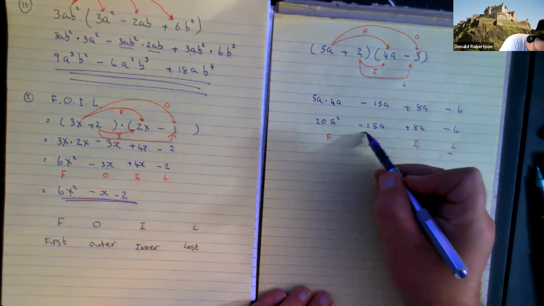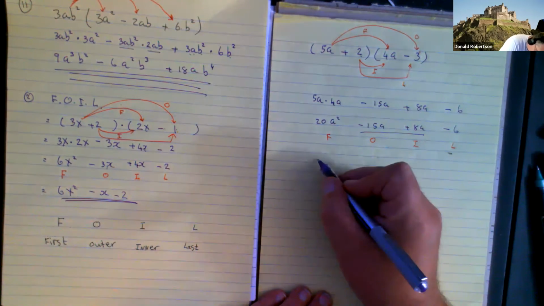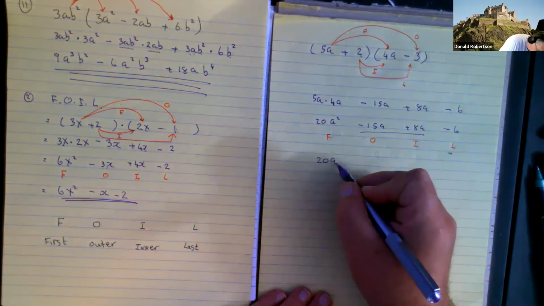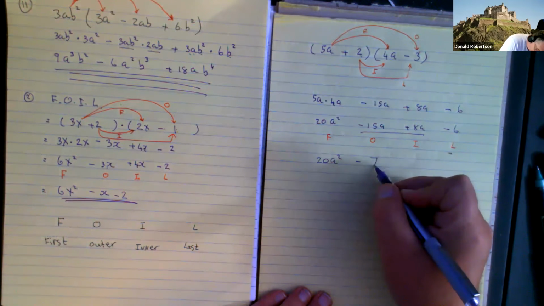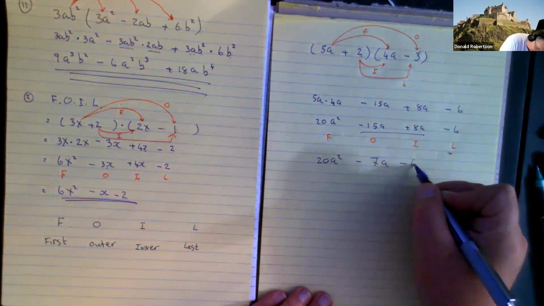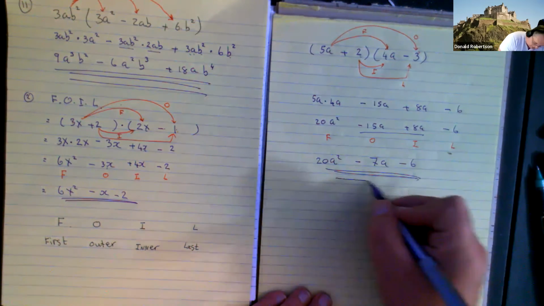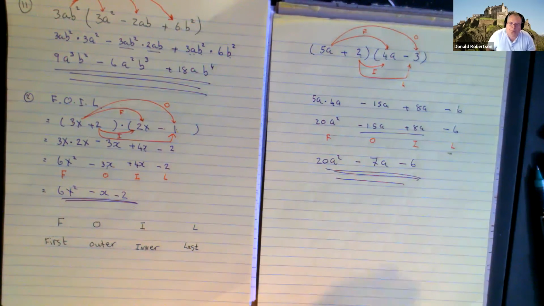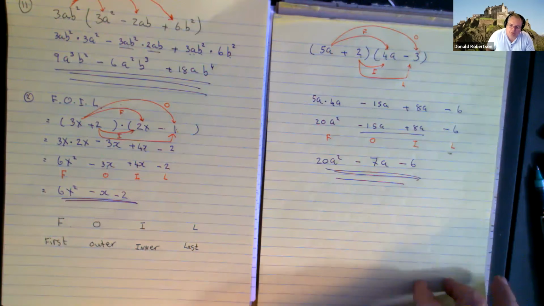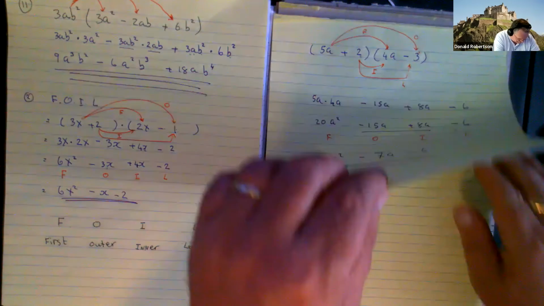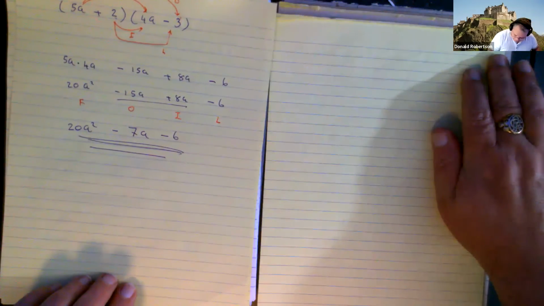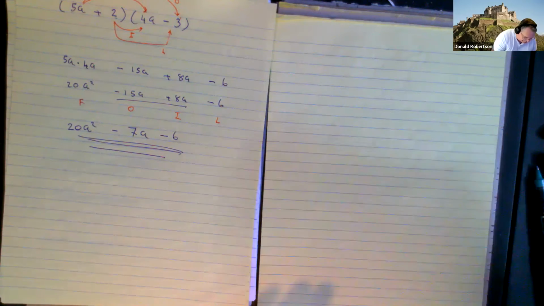And you notice that these two can be combined. So you have 20a squared minus 7a minus 6. And that is FOIL. First, outer, inner, last. And so we're now moving on to the last situation. So there's only a couple of these, and you're going to keep the best till last.